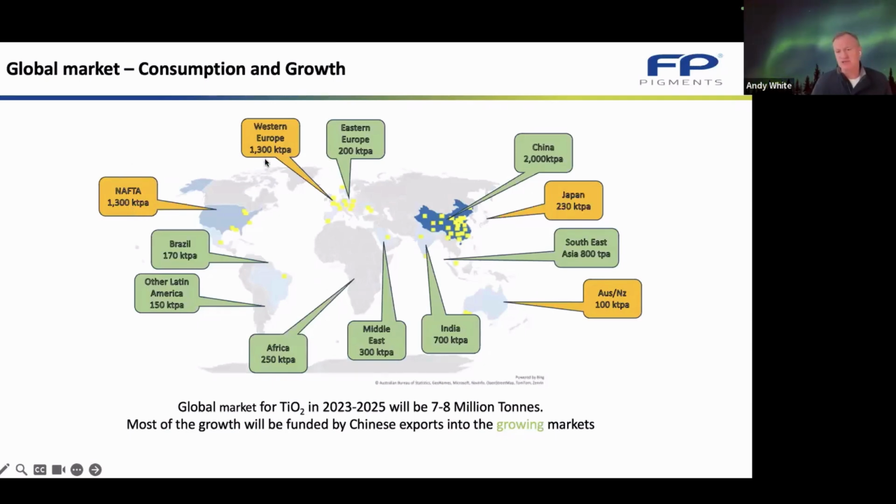In North America, Western Europe, Japan, and Australia, the titanium dioxide markets are largely mature. The growth is very, very limited, probably just small digits close to GDP. However, in almost all of the other areas, titanium dioxide is growing rapidly, faster than GDP.